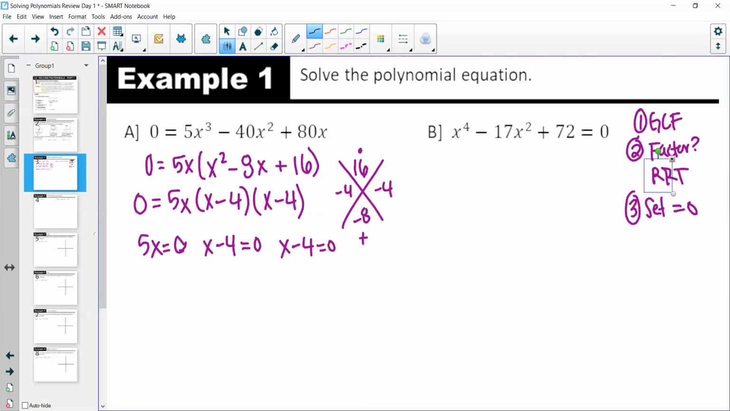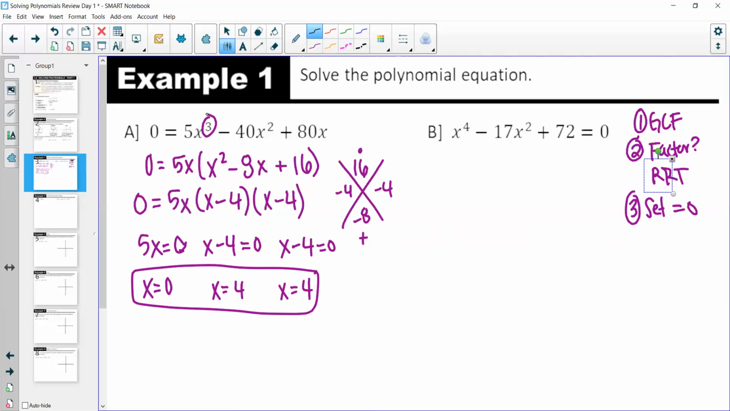Now what I'm going to do is solve for x. So this gives me that x equals 0, x equals 4, and x equals 4. Now I can ask myself, are these all the solutions? Well, look, if I have a power of 3, then yes, these are all the solutions. Now let's take a look at this next one.